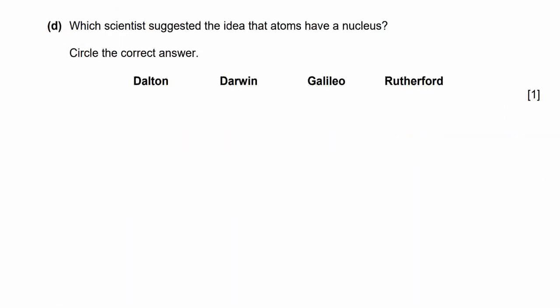Next question. Which scientist suggested the idea that atoms have a nucleus? Circle the correct answer. Is it Dalton, Darwin, Galileo, or Rutherford? Let's check them one by one. So we keep in mind the one we have to find is the scientist that suggested the idea that atoms have a nucleus.